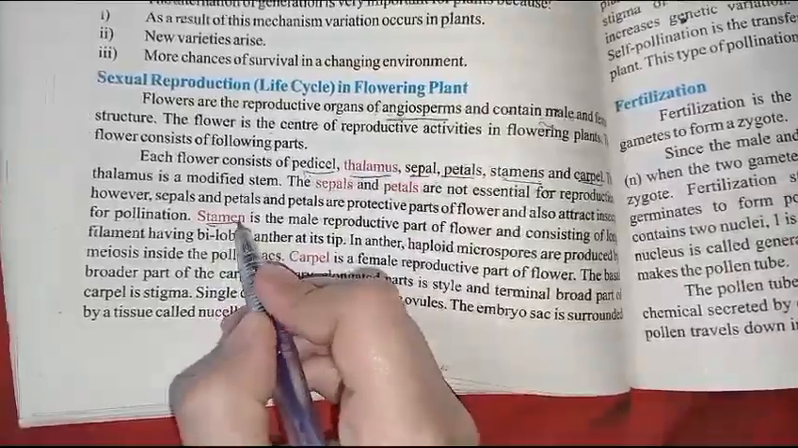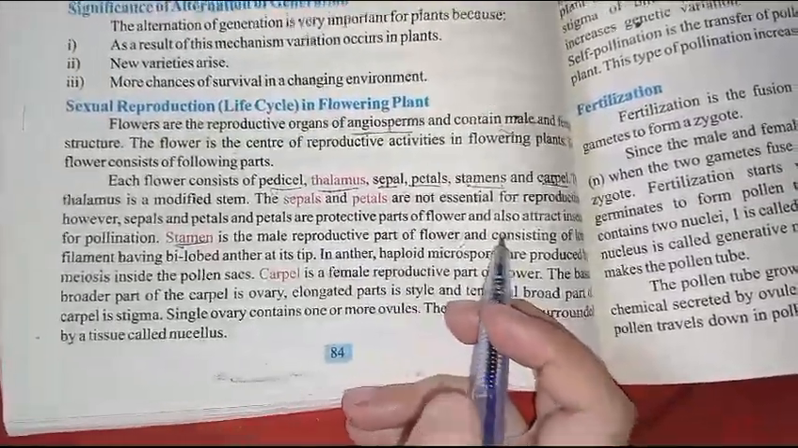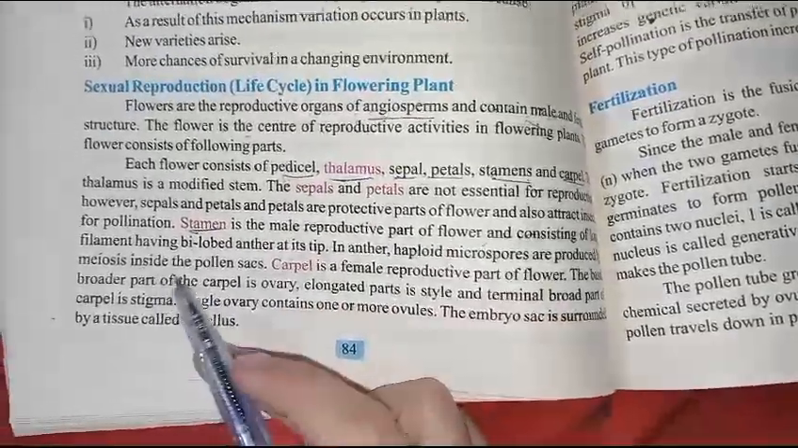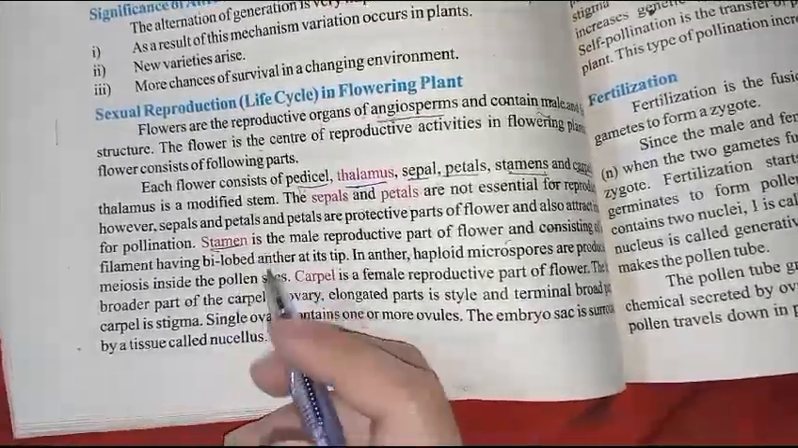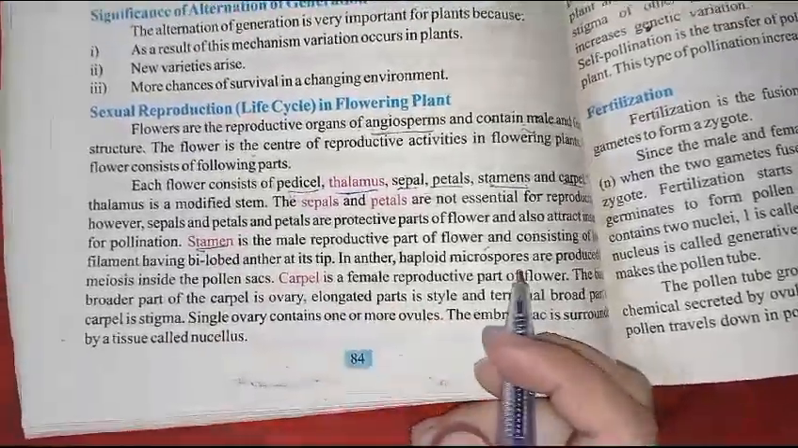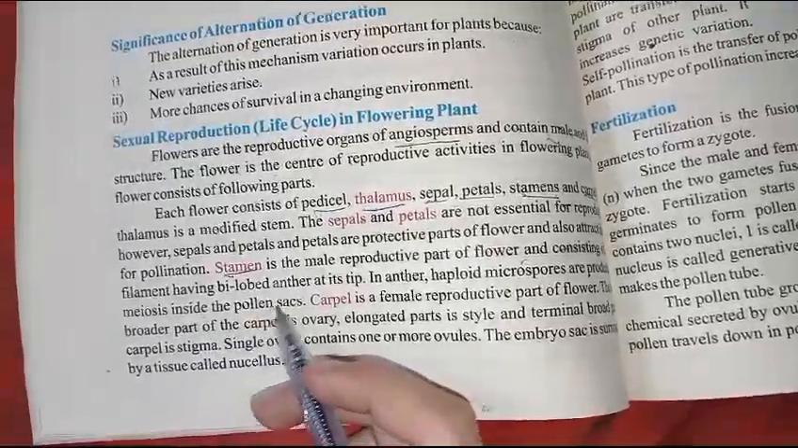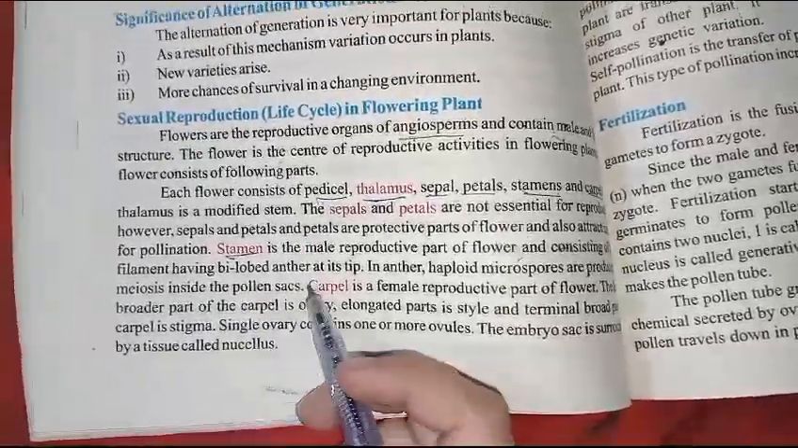Stamen is the main reproductive part of the flower, consisting of a long filament having a bilobed anther at its tip. In the anther, haploid microspores are produced by meiosis inside the pollen sacs.